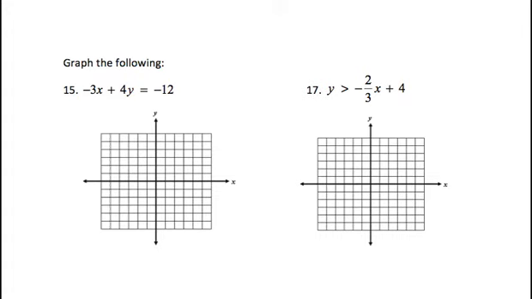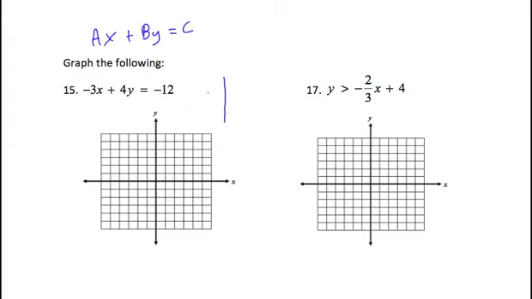Okay, next question we'll take a look at is question 15. We're asked to graph this. Now notice this is standard form. Standard form is some number times x, some number times y is equal to some number. And usually when we're in standard form, the easiest way to graph this is by using the intercepts.